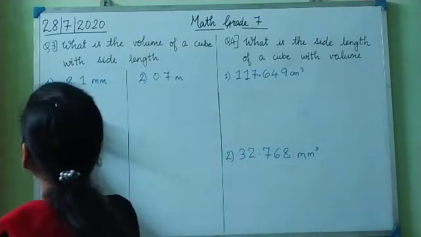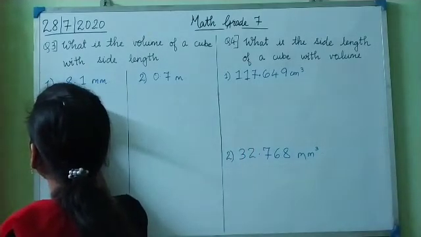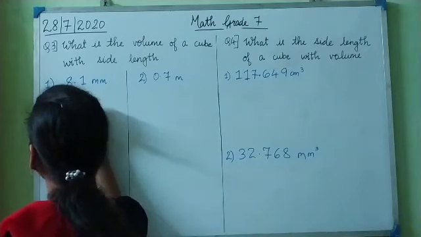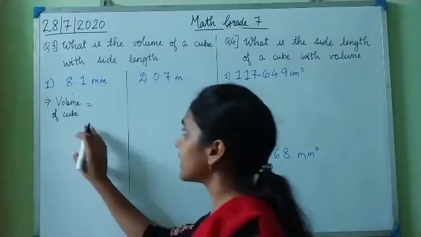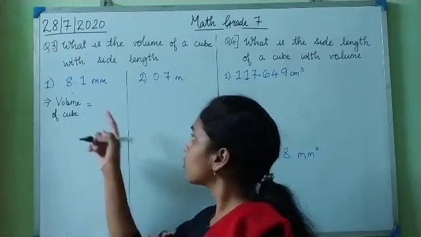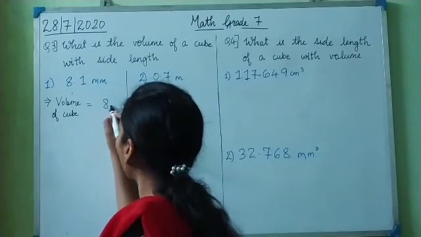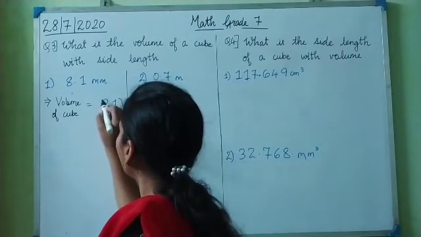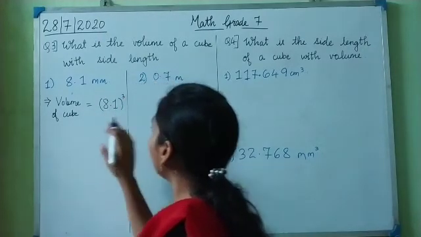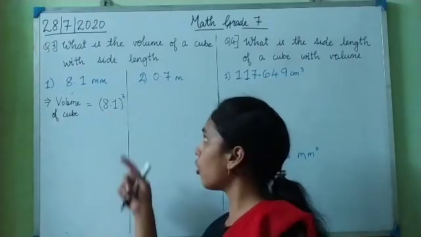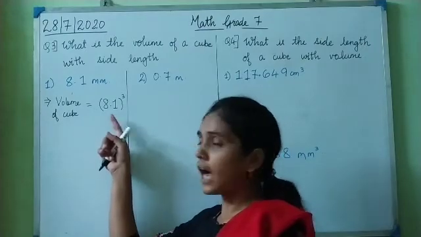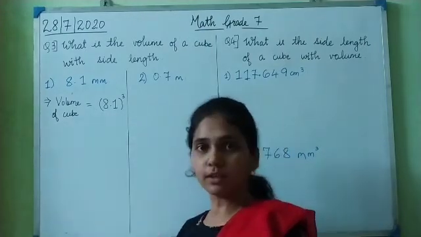So what is the formula for volume? Volume of a cube will be equal to side length cube. So side length is 8.1, so 8.1 cube. If I solve and find the cube of 8.1, the answer which I get will be the volume of the given cube.